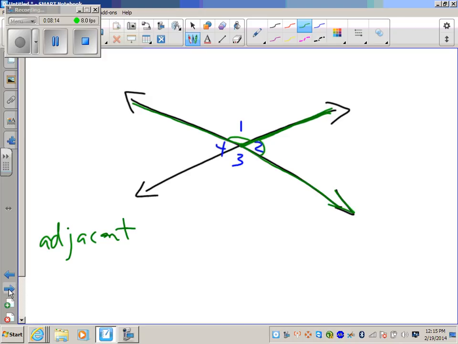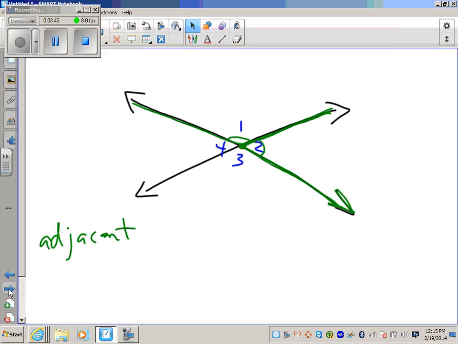Give me another pair of adjacent angles, angles that would be right next to each other. 2 and 3. 2 and 3, they share the vertex, and they share this side. The other one shared this one. 2 and 3 would also be considered supplementary because 2 and 3 together end up giving you this straight line. So there's a lot that you can see there.